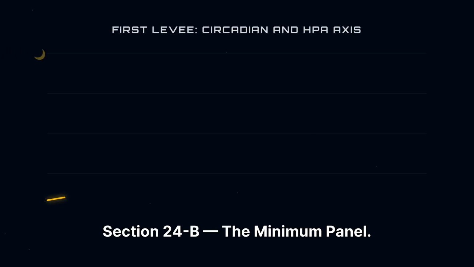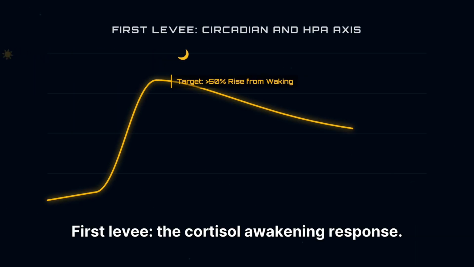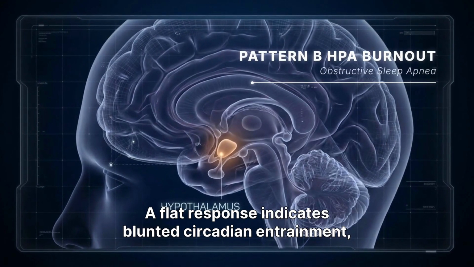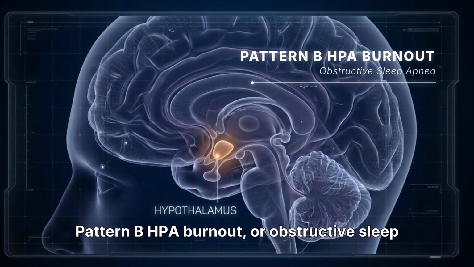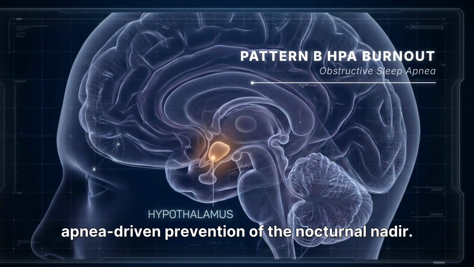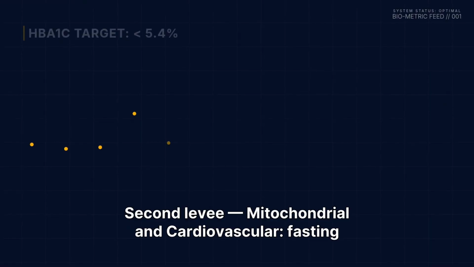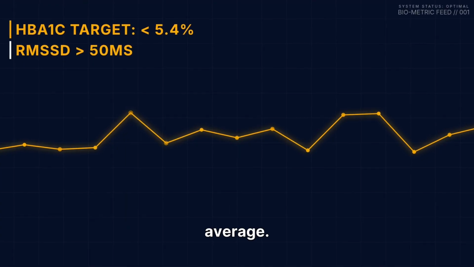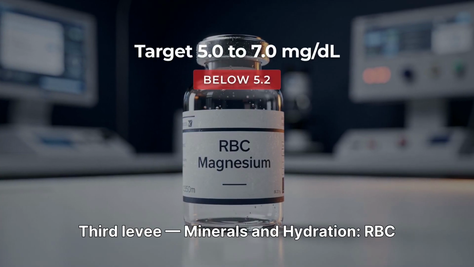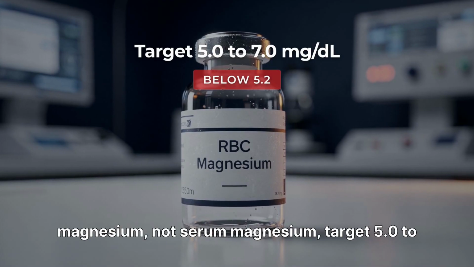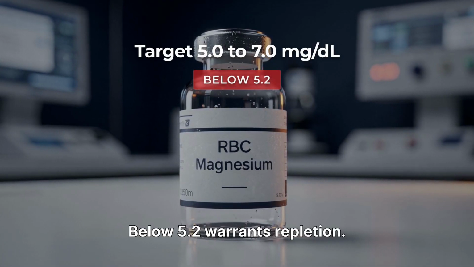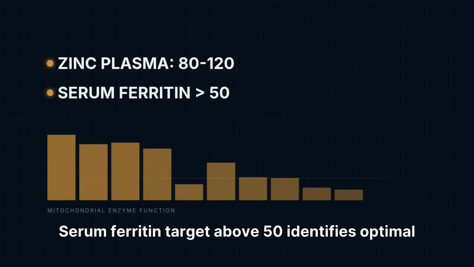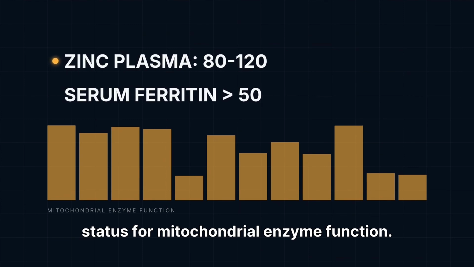Section 24B, the minimum panel. First levy, the cortisol awakening response. Target, at least a 50% rise from waking. A flat response indicates blunted circadian entrainment, pattern B HPA burnout, or obstructive sleep apnea-driven prevention of the nocturnal nadir. Second levy, mitochondrial and cardiovascular: fasting glucose, insulin and wearable HRV 7-day RMSSD average. Third levy, minerals and hydration: RBC magnesium, not serum magnesium, target 5.0 to 7.0, below 5.2 warrants repletion. Zinc plasma target 80 to 120, serum ferritin target above 50, identifies optimal status for mitochondrial enzyme function.